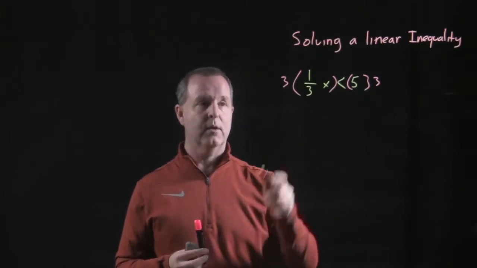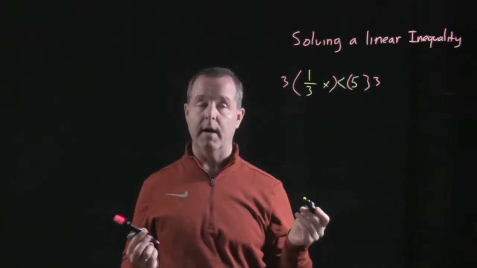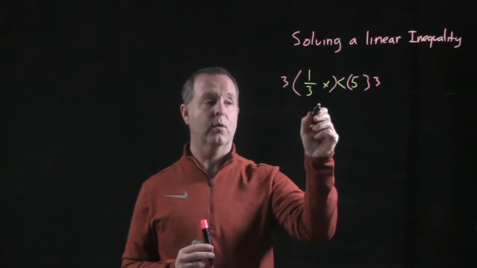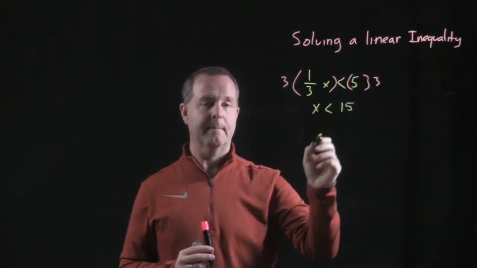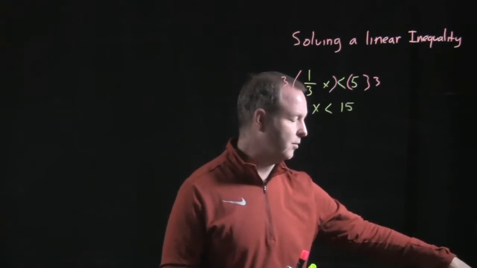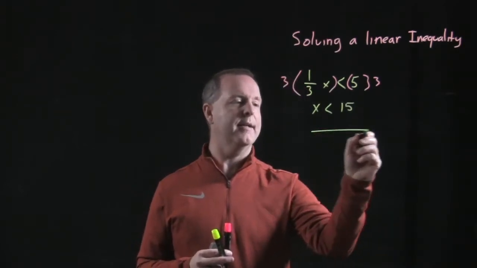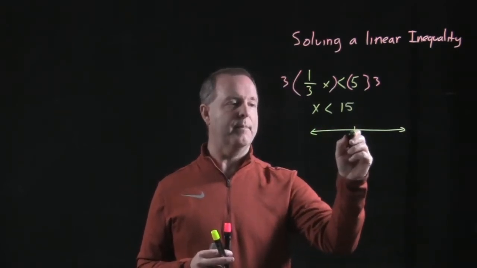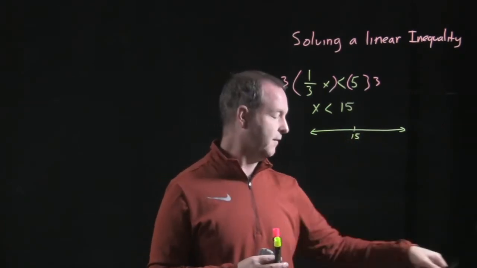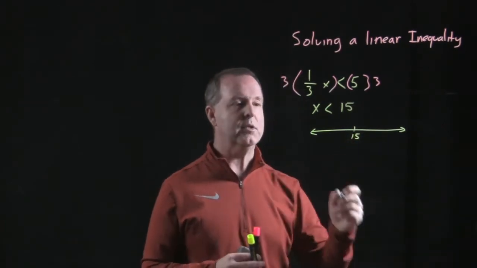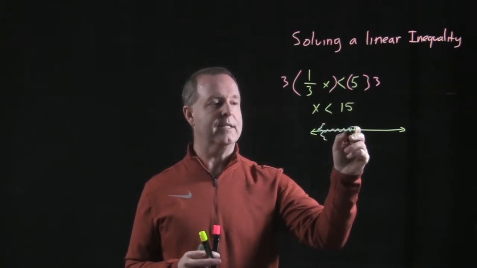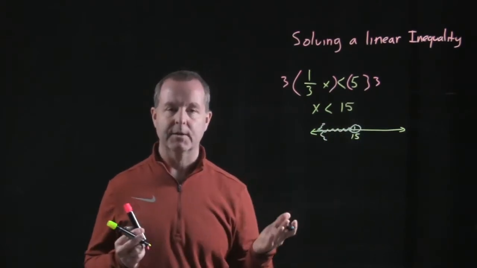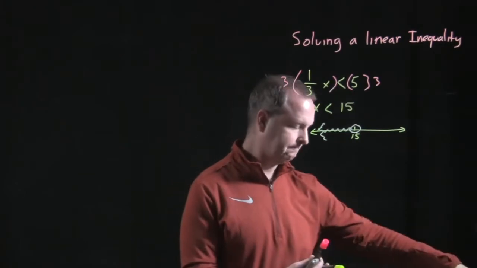In doing that, 3 times 1/3 is just 1. So I'm left with 1x, or just an x, is less than 15. And then I can graph that solution out graphically. We're getting used to that. Just draw my pivot point. My pivot point's 15. All my solutions are less than 15, and 15 is not a solution. So there we are, graphing that one out.